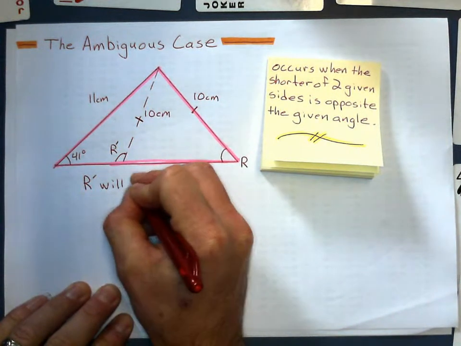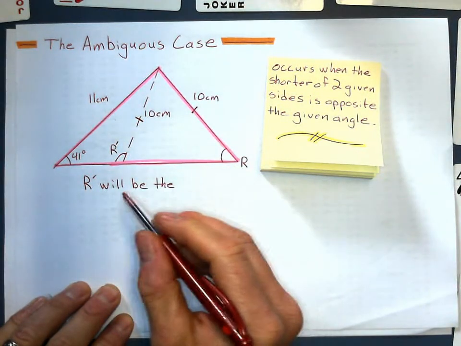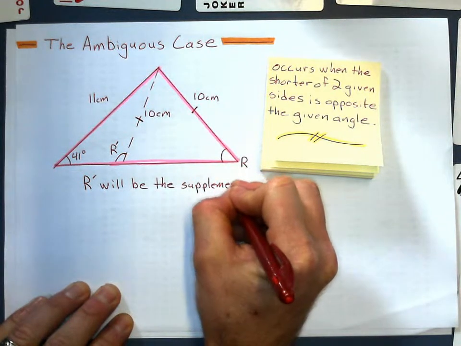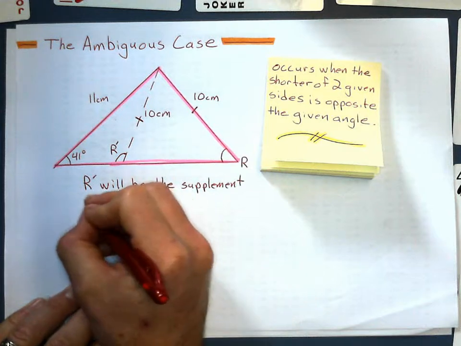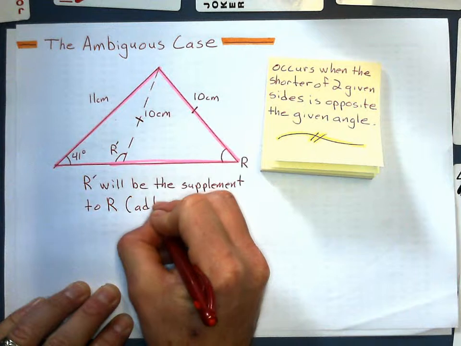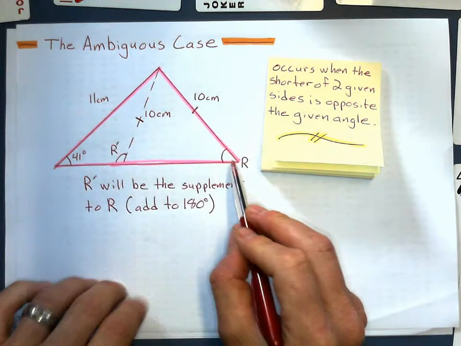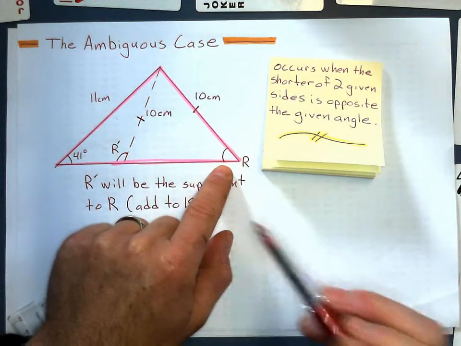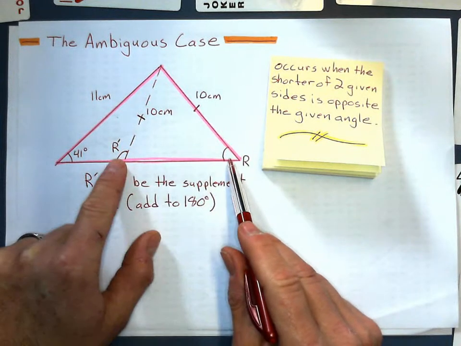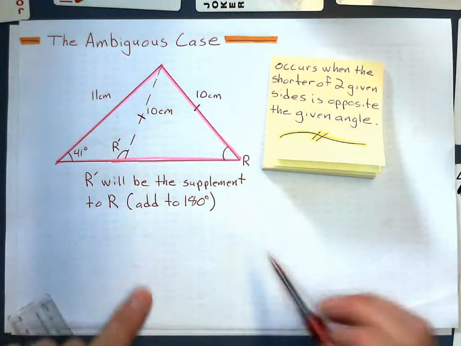R dash will be, I'm not going to do the whole proof right now. It's a fairly simple proof. It will be the supplement to r. And supplement means they add to 180 degrees. So we'll just figure out this first one, like we normally do with the sine rule. And then this one is just going to be whatever adds to 180 of this one, the supplement. If this is 60, this would be 120.